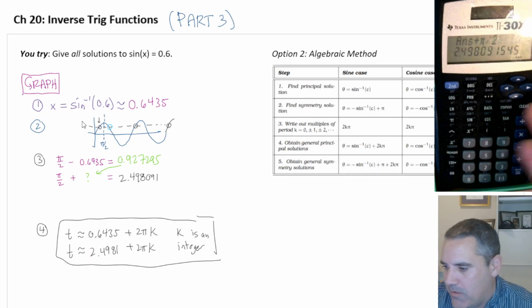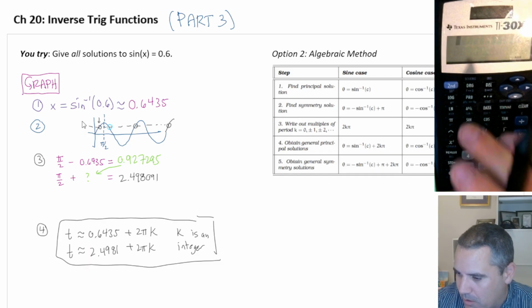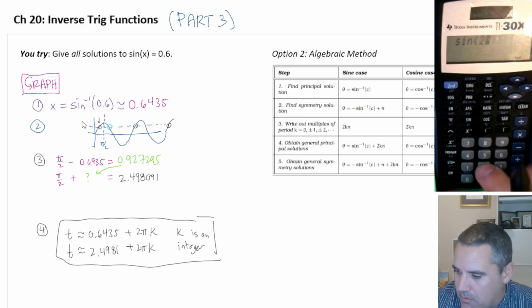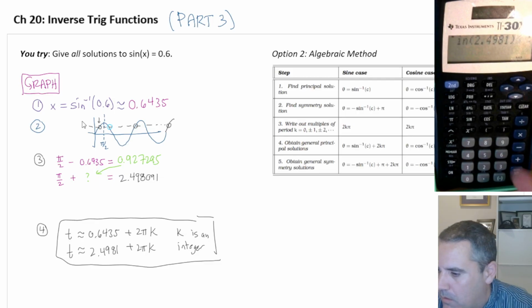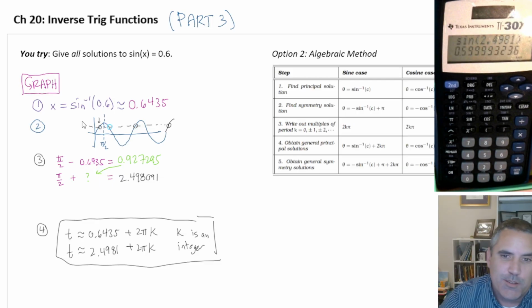Well, as always, you could test them. I mean, at any point, this is always good when you're solving. You could do sine of 2.4981. Really close to 0.6. It's not exactly, because I rounded, it's not going to be. Okay. That's it. So I did want to compare that with this table.